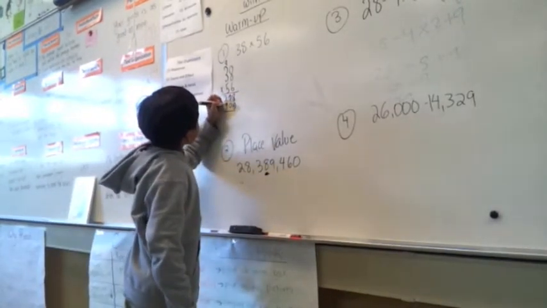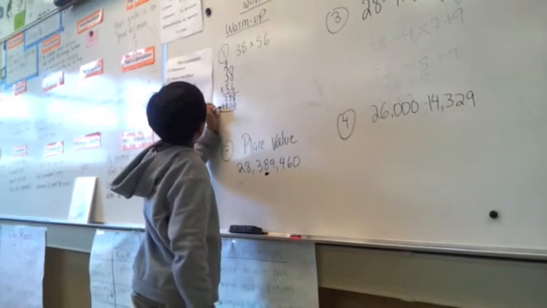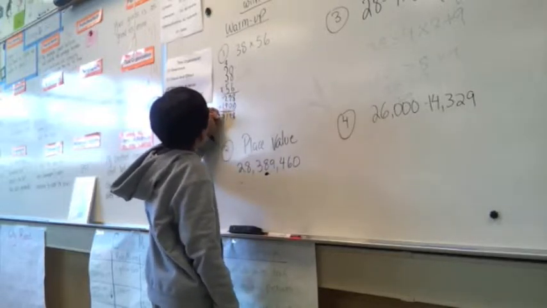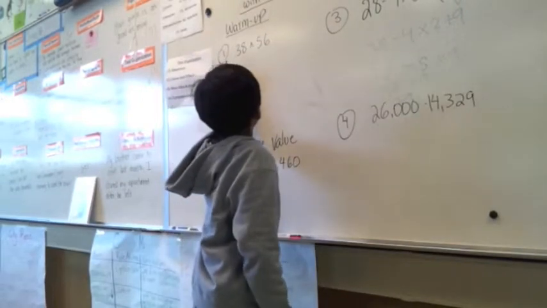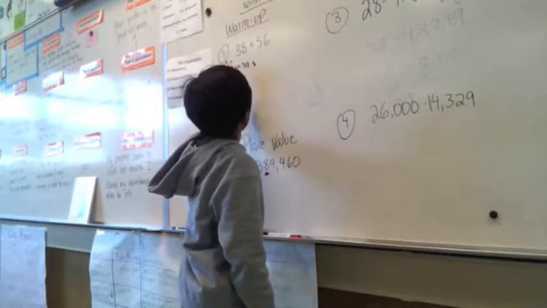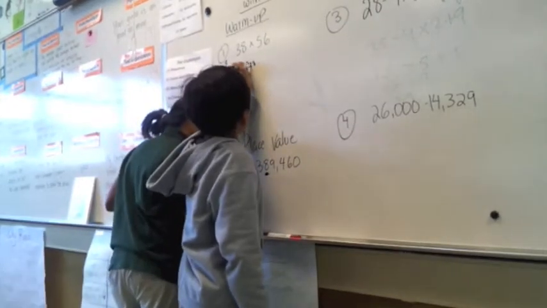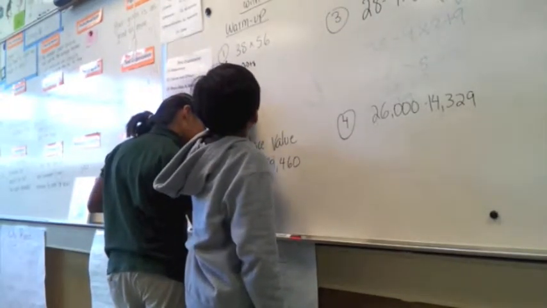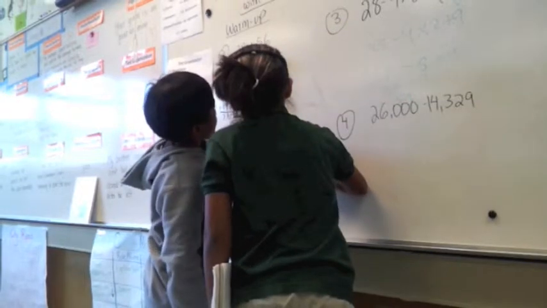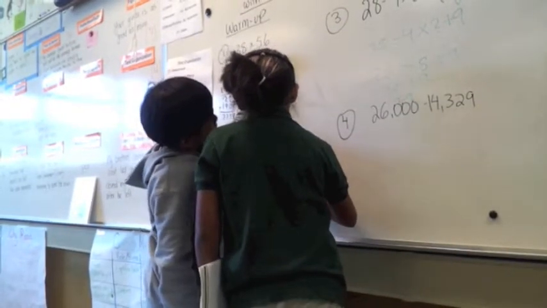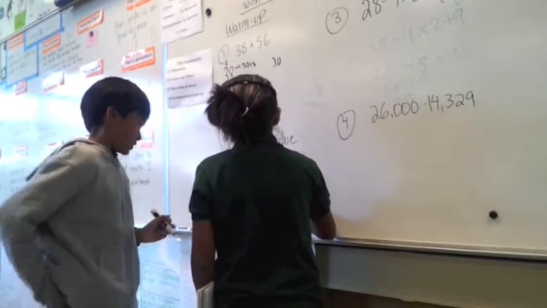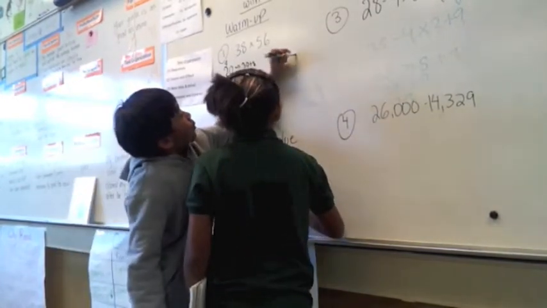Number two, claims value with the houses. Number two. It's a nine. Yes. Is it number four? Check your work.